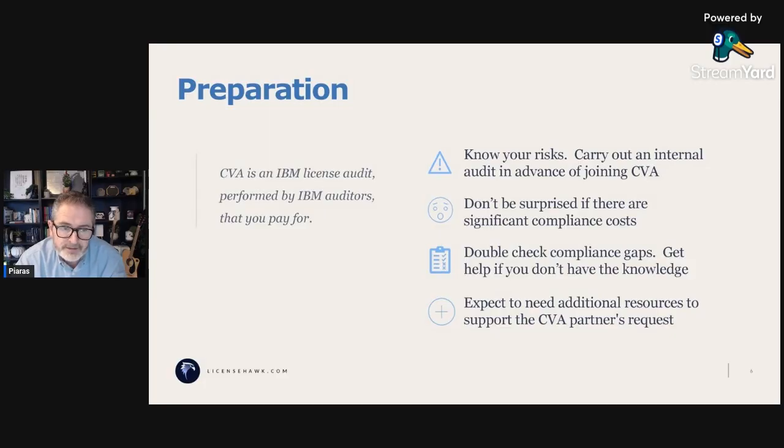Ultimately, IBM licensing is an expensive asset, and you need to put the investment in. The CVA program is excellent at getting you on a stable footing and also giving you a sense of how big the problems can be. And hopefully that'll be the business case to allow you to go and get those additional resources. So that's the preparation. It's an audit performed by the auditors that you're paying for. Therefore, please prepare for it.